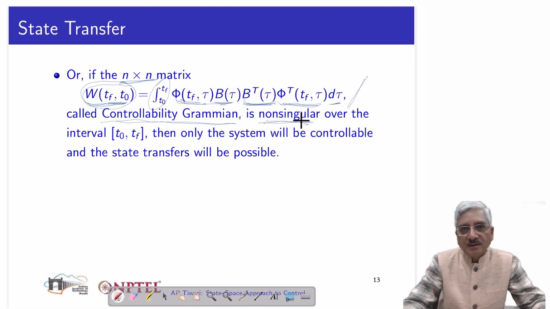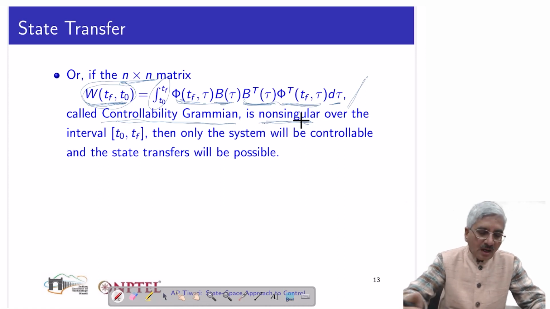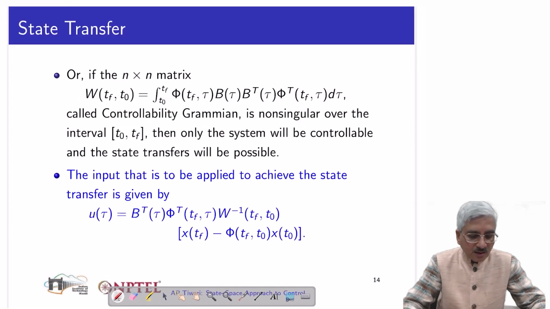Nothing will be left. Any initial state to any final state, the state transfer will be possible within the interval of t0 to tf. Any t0 and any tf, any x(t0) and any x(tf). The time can be small, the time can be large, but the interval t0 to tf will be finite. This will be possible, and it also gives a way to find what that input can be.